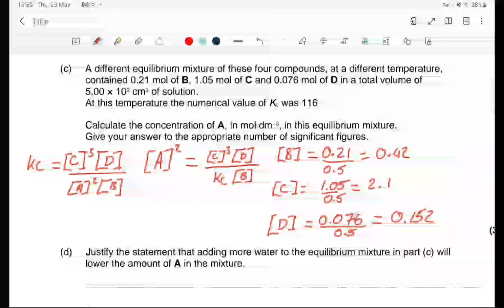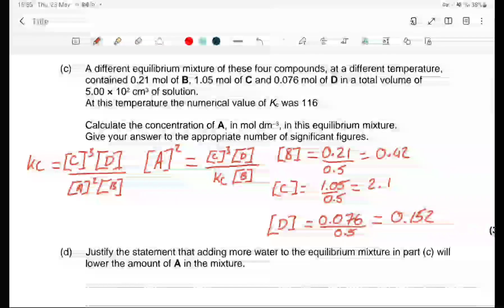Concentration, of course, is equal to moles divided by volume. Volume is 5 times 10 to the 2 centimeters cubed, which is 500 centimeters cubed, which is 0.5 dm cubed. So moles divided by volume, so 0.21 divided by 0.5 gives you your concentration for B, and then the same equation for C and D with their respective numbers of moles.